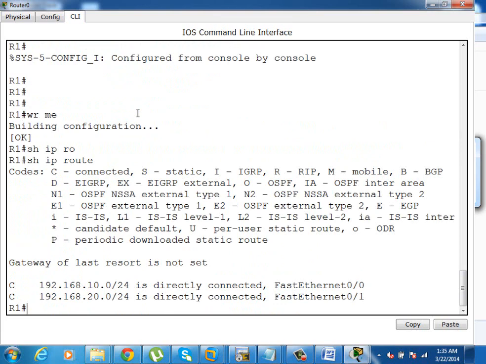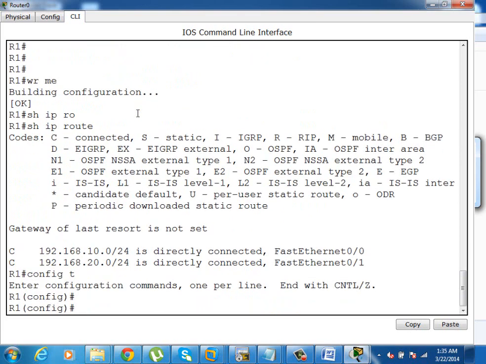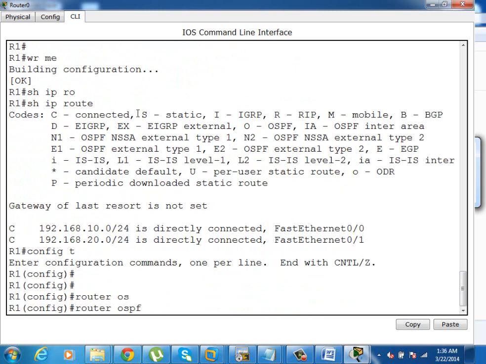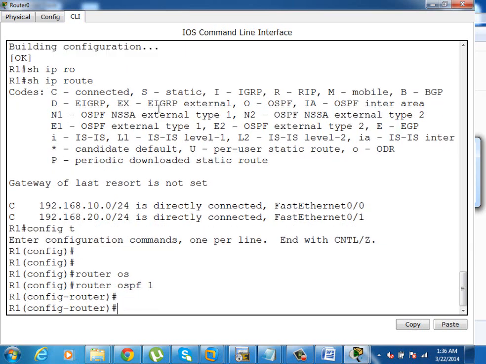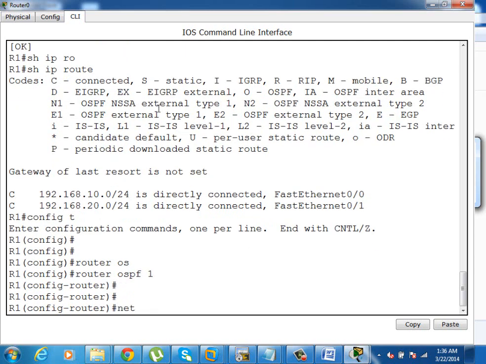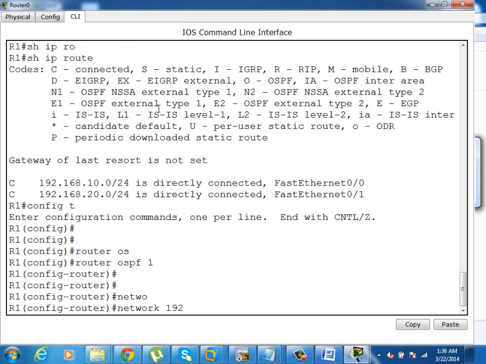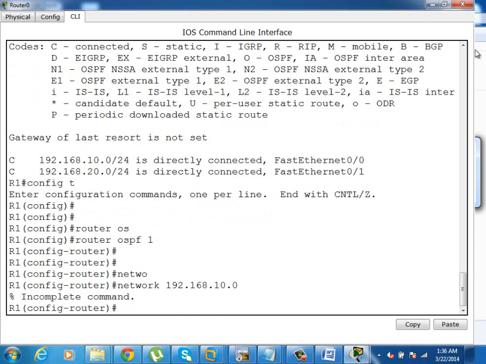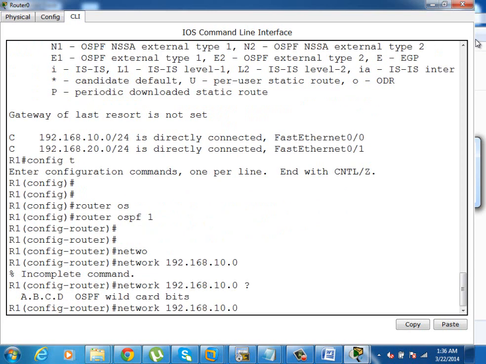I'm going to use OSPF now. Config T, router OSPF 1. Again, 1 is considered the process ID. Enter. Network 192.168.10.0. The command is incomplete. What do you need? Question mark. They need something they call a wildcard.